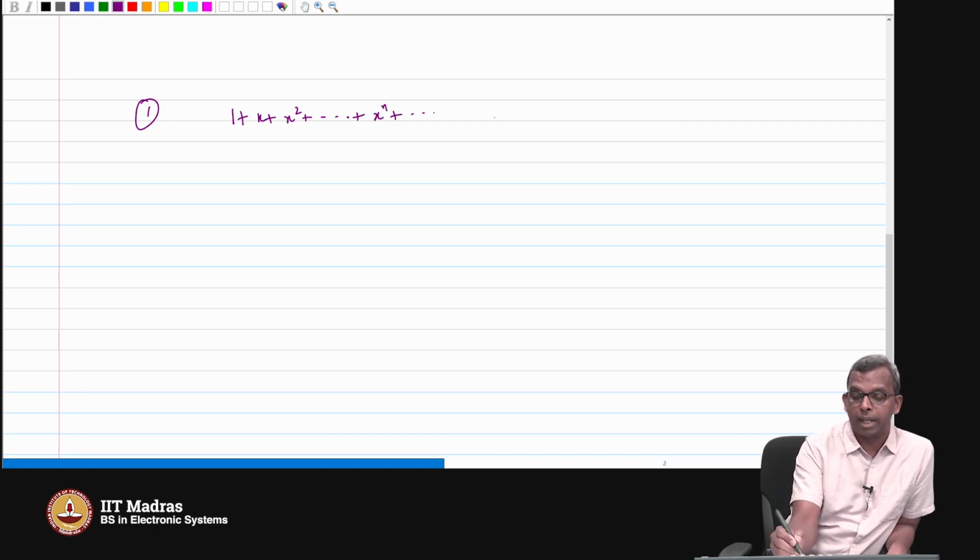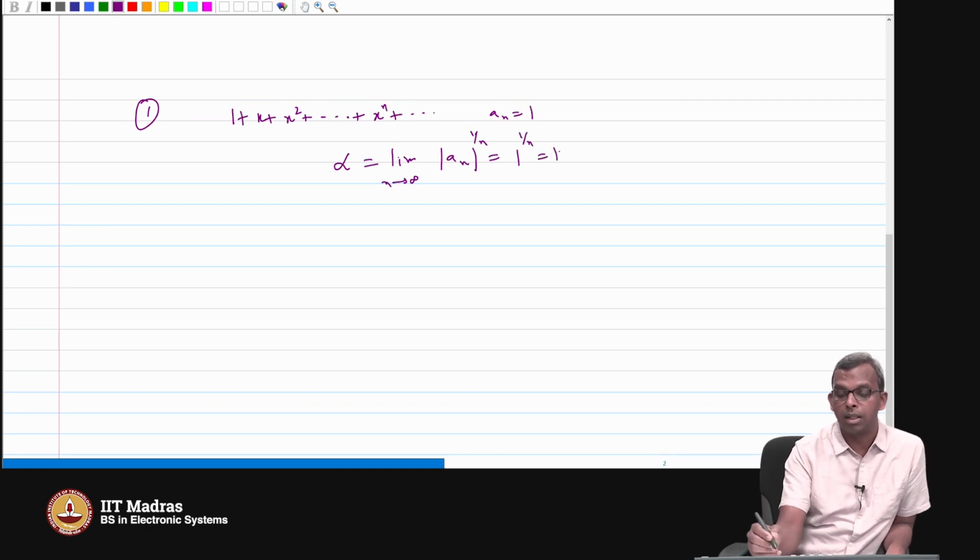It's just 1, right? a_n equals 1 for all n. So you can even do the ratio test here. Alpha is the limit as n tends to infinity of the absolute value of a_n divided by 1 raised to the power 1 by n, which is 1 raised to the power 1 by n, which is 1. So alpha is 1, and you can see the radius of convergence is 1.